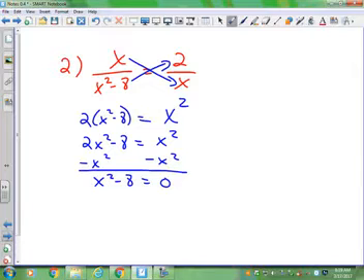And I made a math error here. Hold on. I did the mistake that a lot of you make. I forgot to distribute my 2 to both of them.